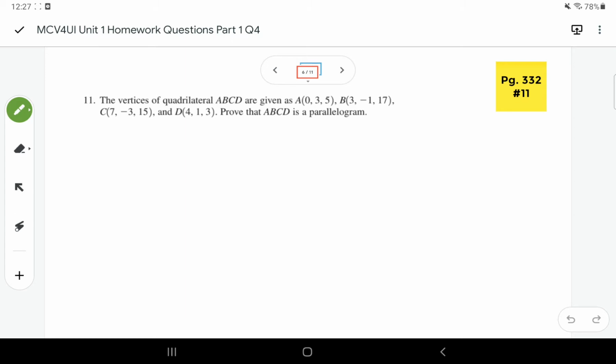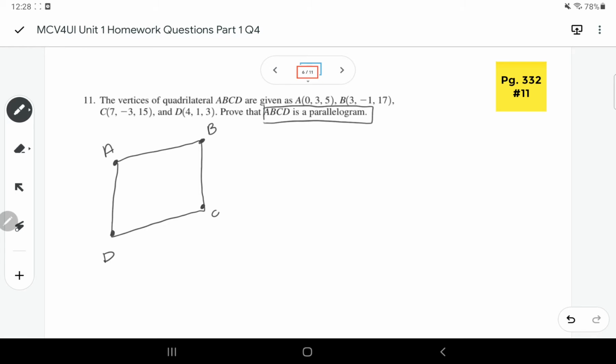Okay, the next one, this says the vertices of quadrilateral ABCD. Remember, when you're labeling a quadrilateral, you have to label around in one direction. So you can't zigzag across. You have to go in the order that those points are connected. And this says, prove that ABCD is a parallelogram.